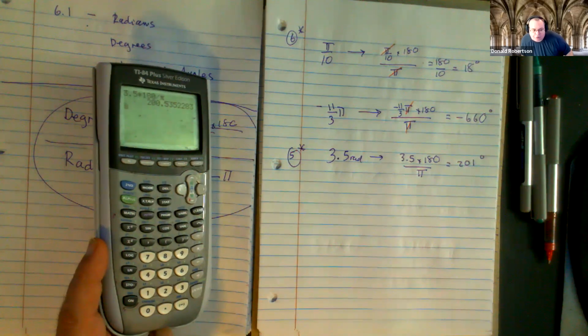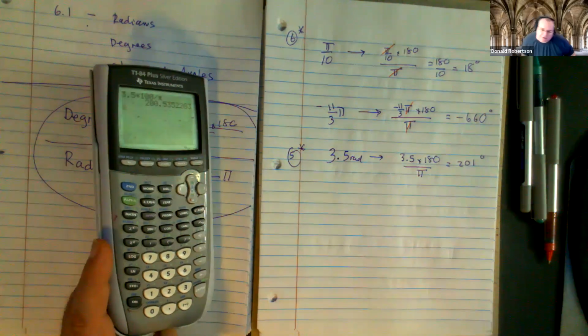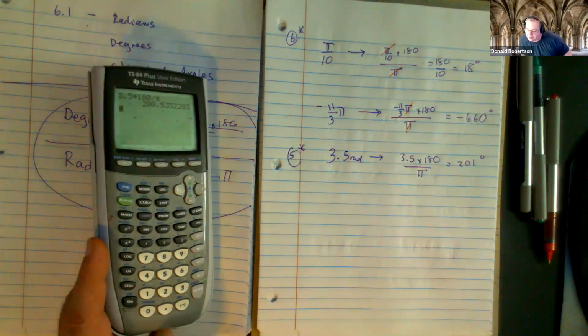So if I gave you any angle in radians, are you comfortable about how you could turn it into degrees? And if you wanted an exact or a decimal, you know how to deal with that. And if I give you any angle that's in degrees, you could turn it into radians and do the same thing.